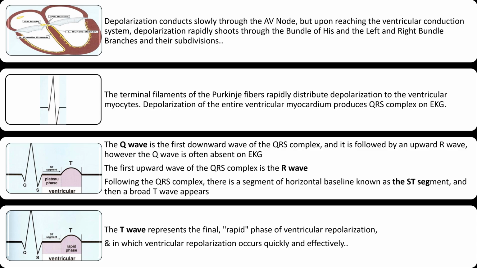Following the QRS complex, there is a segment of horizontal baseline known as the ST segment, and then a broad T wave appears. The T wave represents the final, rapid phase of ventricular repolarization, in which ventricular repolarization occurs quickly and effectively.